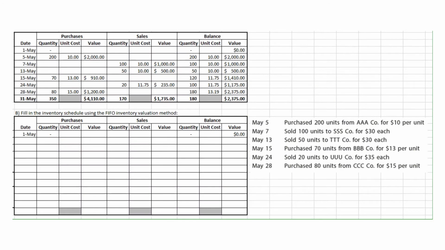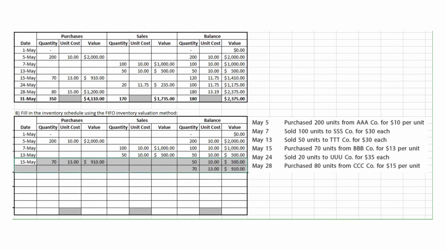All right, the next part of this question says to use the same transactions using first in, first out, otherwise known as FIFO valuation. In this situation, we still have the same opening balance as of May 1st with nothing. We have the purchase of 200 units at a unit cost of $10, for a total value of $2,000. May 7th, we sold 100 units. No change, still the first items coming in, 100 units at $10. Next, May 13th, no change.